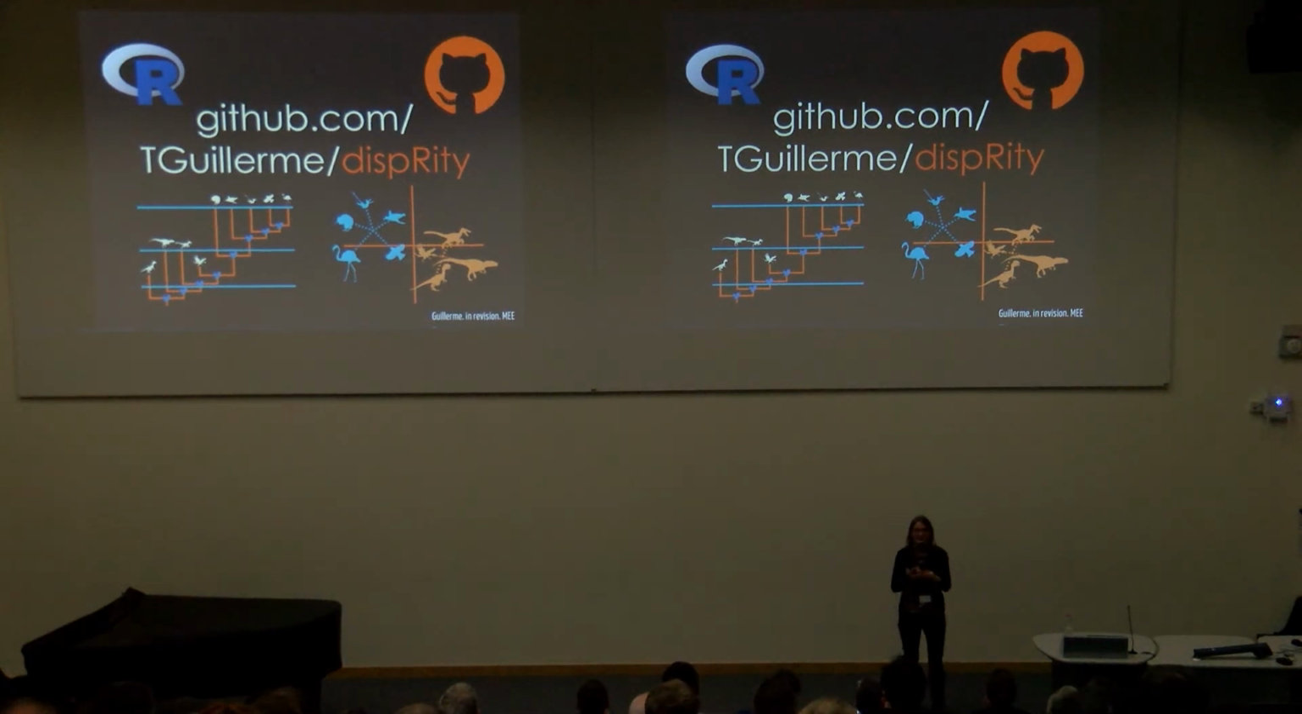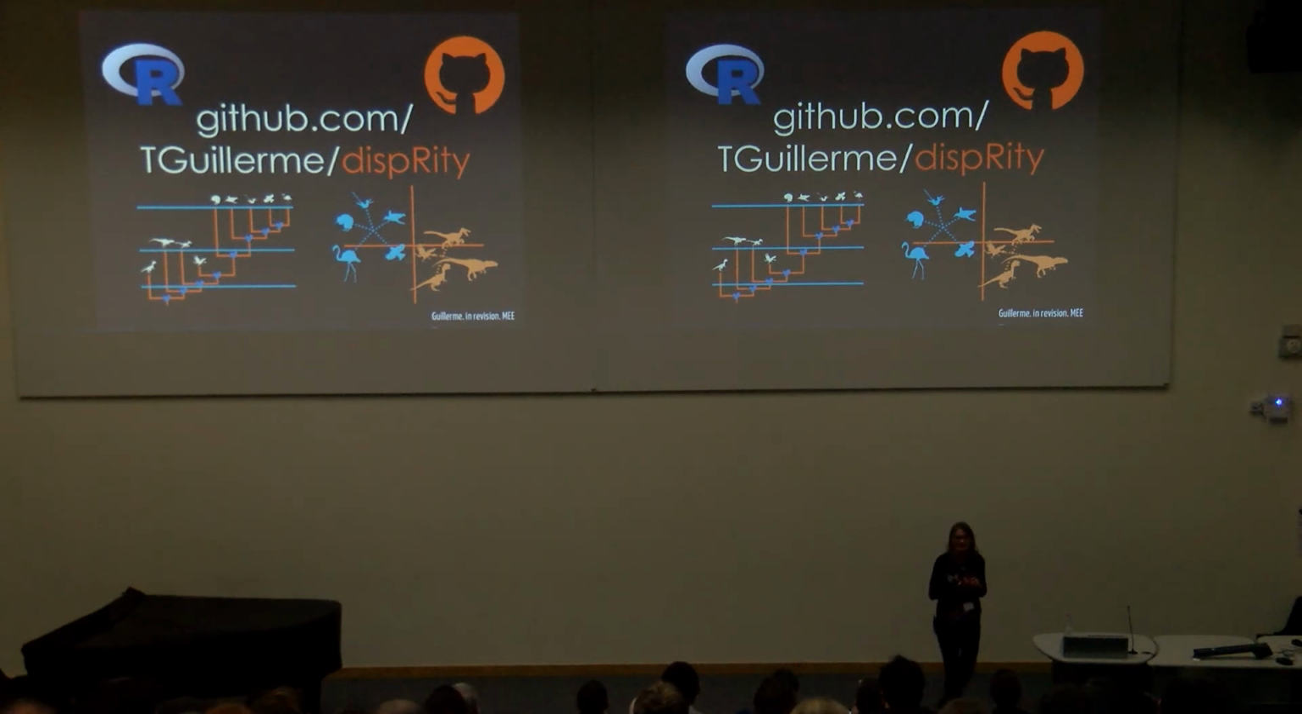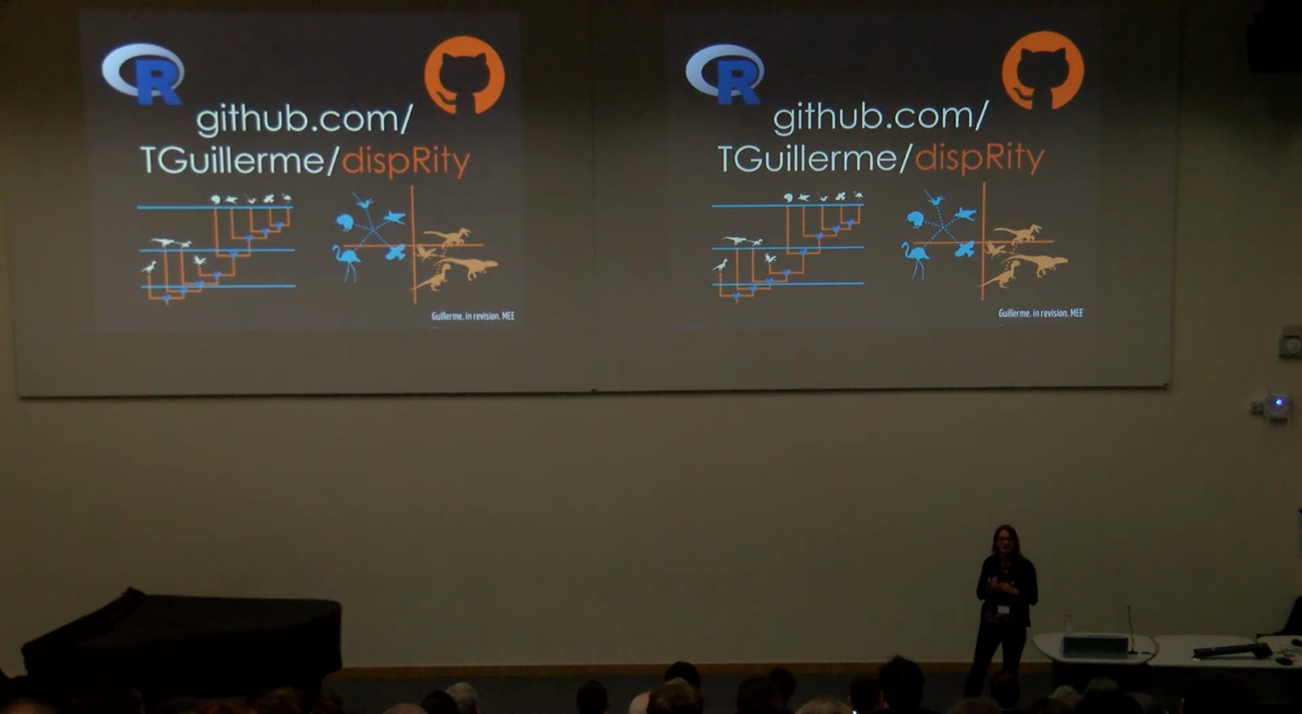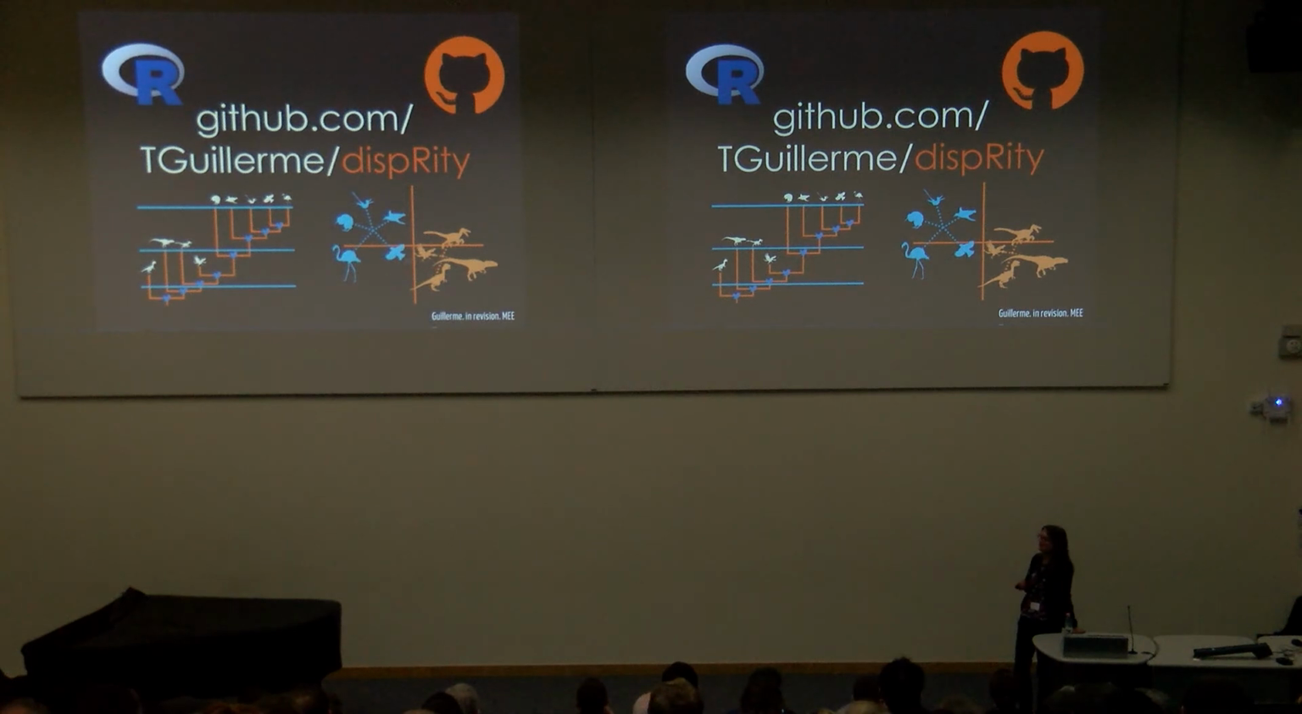All of the code for this is available on Thomas's GitHub. It's an R package called dispRity. There's lots of other stuff in there as well about using different kinds of models and different kinds of metrics to estimate disparity. It's currently slightly in flux because it's in revision, but it's hopefully going to be published in Methods in Ecology and Evolution fairly soon. I'll put this link up again at the end if people need it.